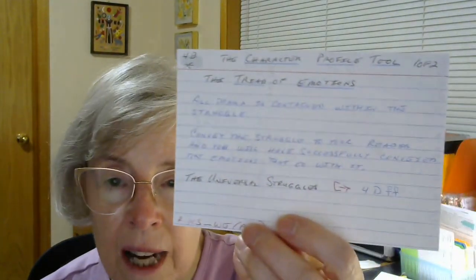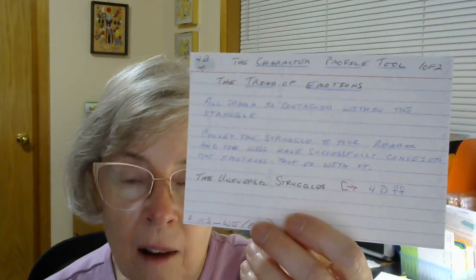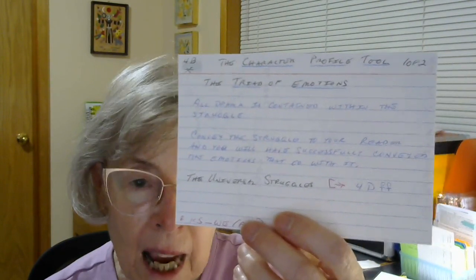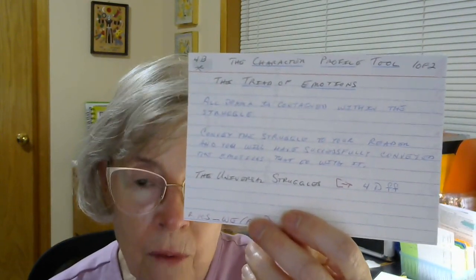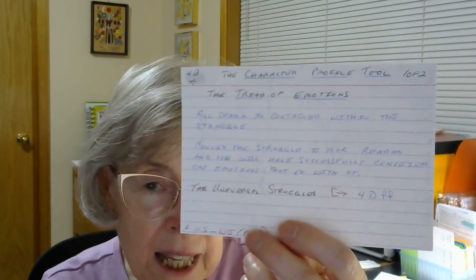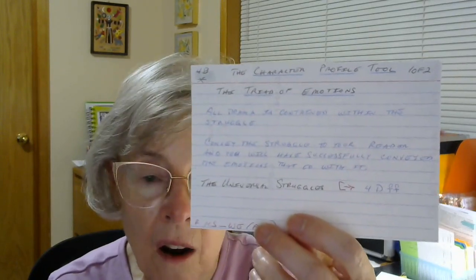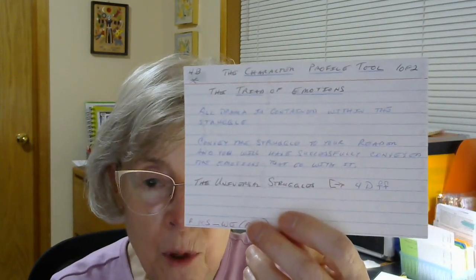Now, there's another thing that I want to point out that we did not do yesterday that we absolutely must do, and that is our indexing. What you can see also on this card is a number of words have blue underlines. The title for this section, the character profile tool, obviously character, profile, and tool are all key words. We're going to capture those.